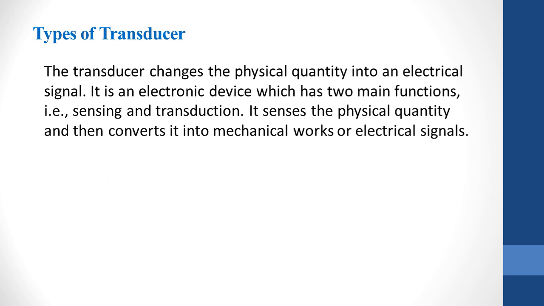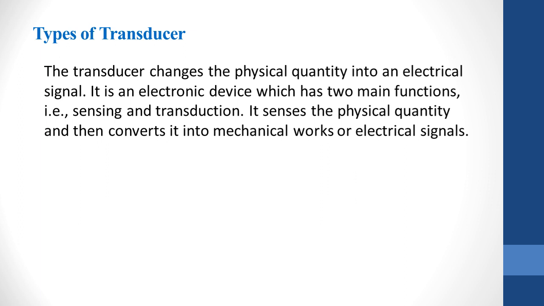Types of transducer. The transducer changes the physical quantity into an electric signal. It is an electronic device which has two main functions, that is, sensing and transduction. It senses the physical quantity and then converts it into mechanical work or an electrical signal. The main function is that one form of energy is converted into another form, mainly electrical form.